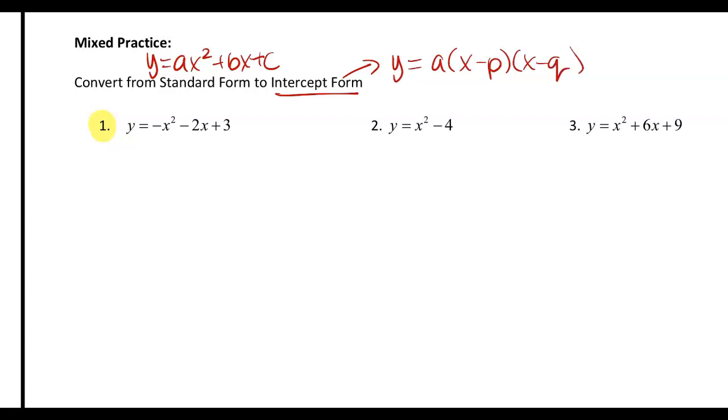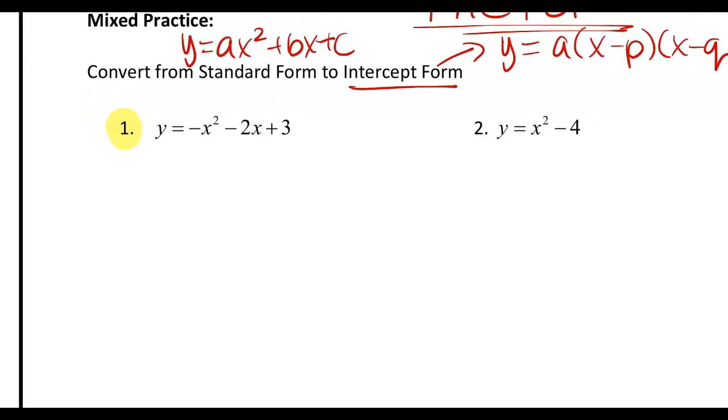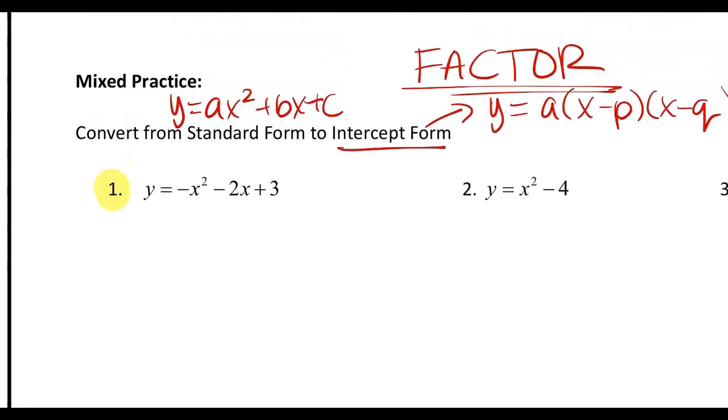Chris, how am I going to get this into intercept form? What does it look like they probably did to get those 2 binomials? They factored it. That's exactly it. All we need to do for these 3 questions at the top is factor. So since you guys know how to factor and we talked about it last time, I'll just do 1 question with you, but that's all you have to do. If you see questions like this on your homework, make sure you do the same thing.